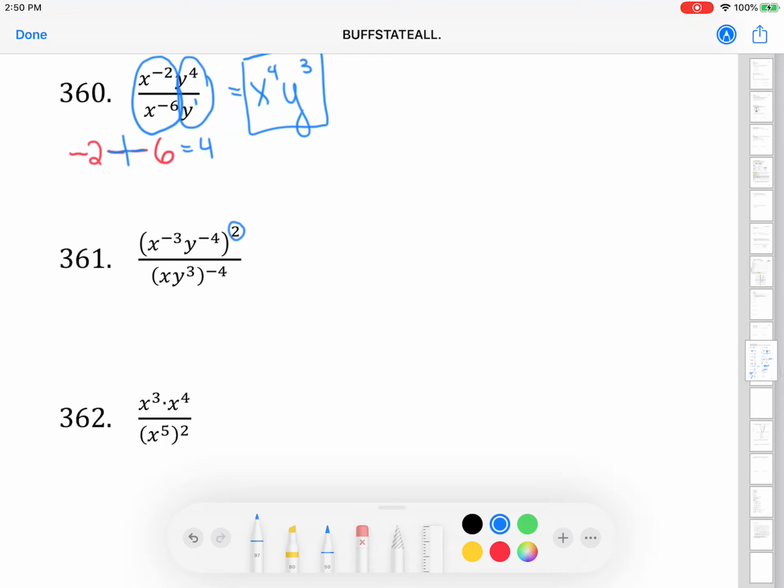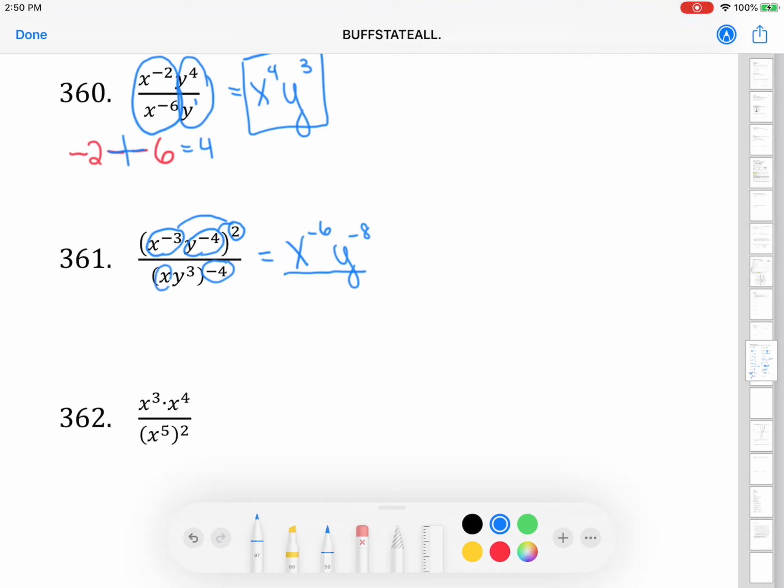This next one's definitely a challenge question. Think about what's being raised to the second power here. There's separate parentheses on top and bottom, so you have to take that into consideration. On the top, x to the -3rd is being squared, and y to the -4th is being squared. And again, it's power to a power rule, so I multiply. X to the -3rd squared is going to get me x to the -6, and y to the -4th squared is going to get me y to the -8th.